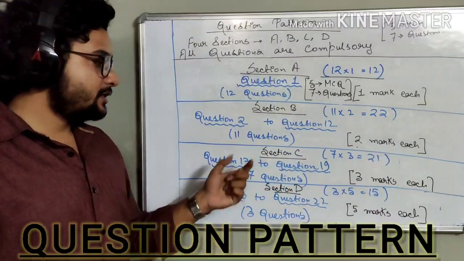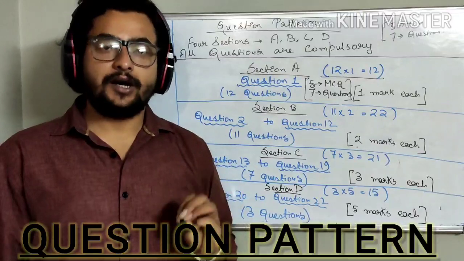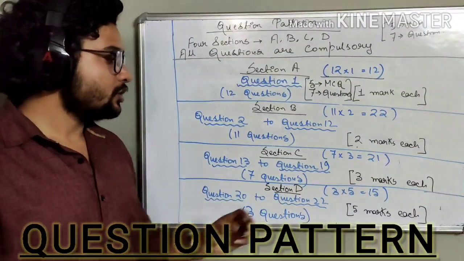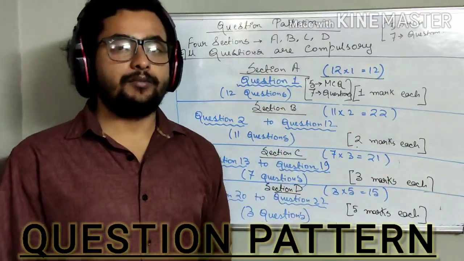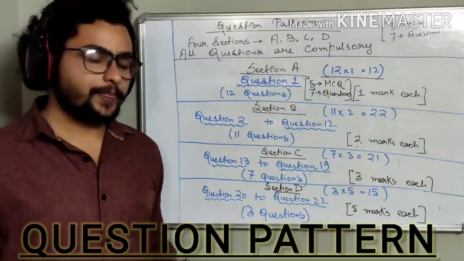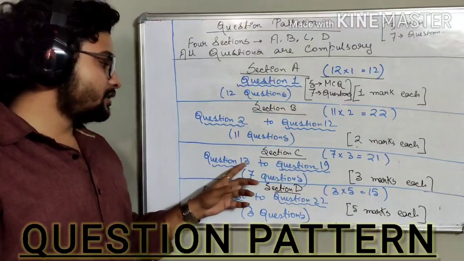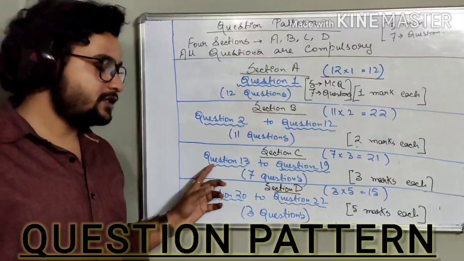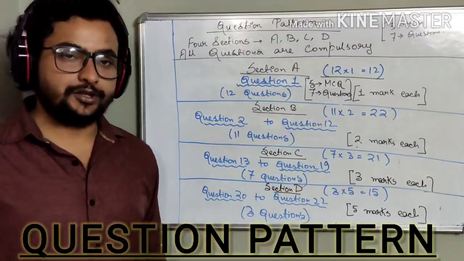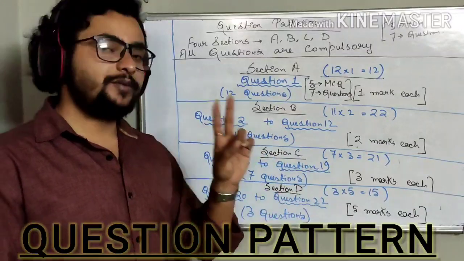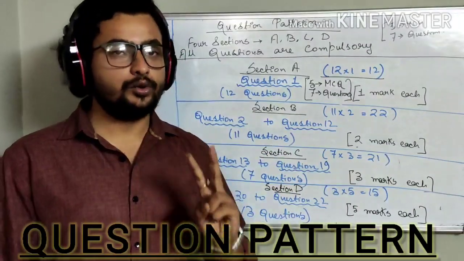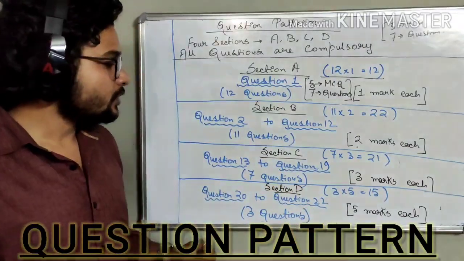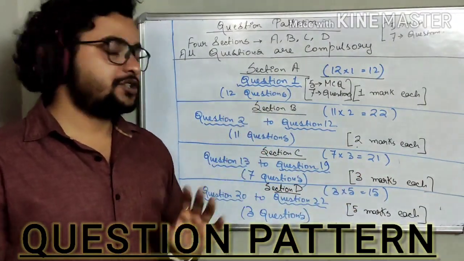Section C. All the questions will carry 3 marks each, and there will be 7 questions in total. So 7 times 3, 21 marks for this section C. This was up to question number 12, so section C will start from question number 13 and go to question number 19. Over here also, 2 questions will be having internal choice. So 21 marks for section C.